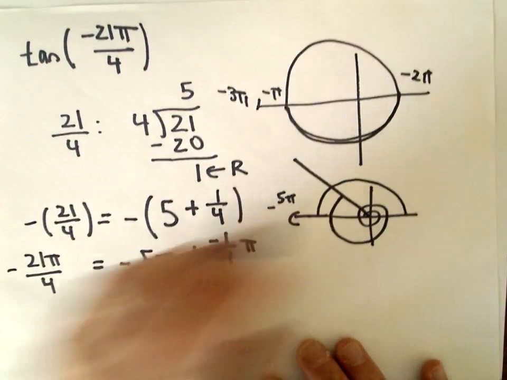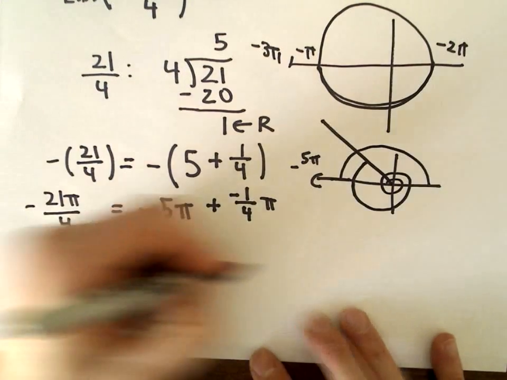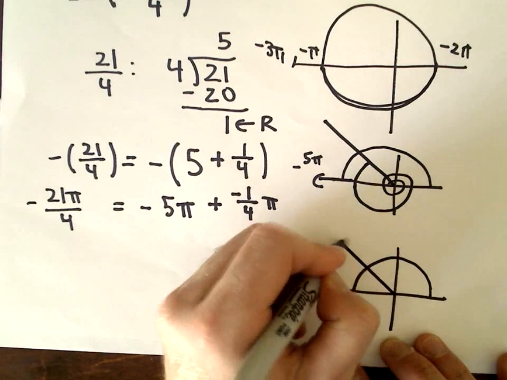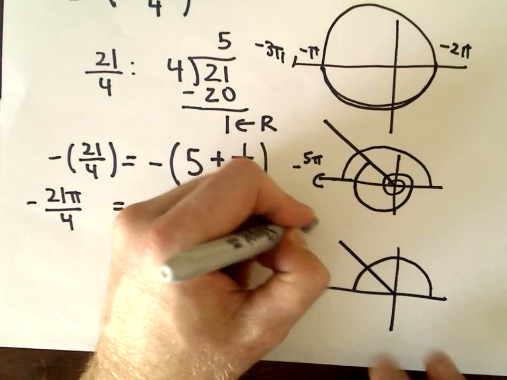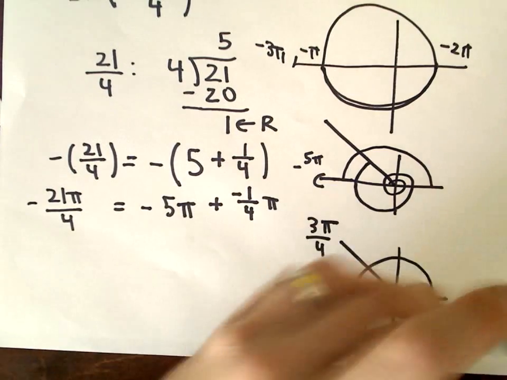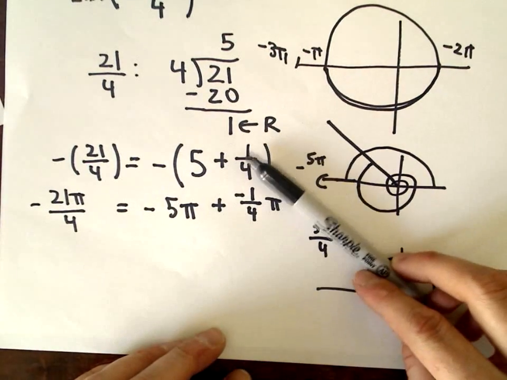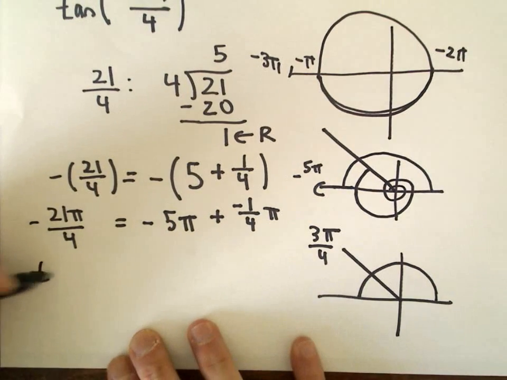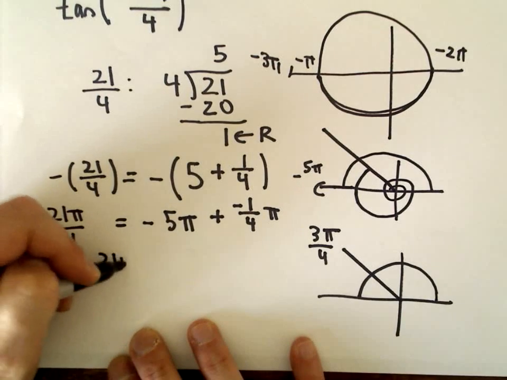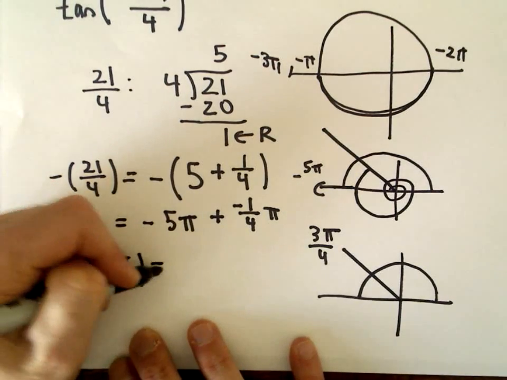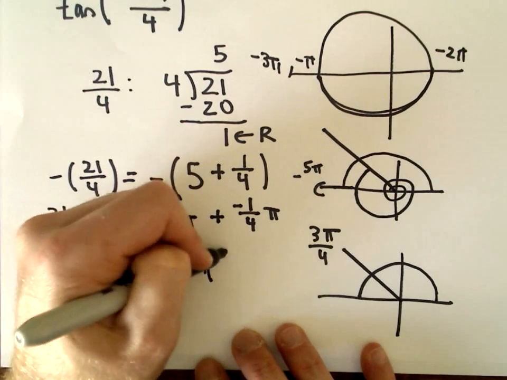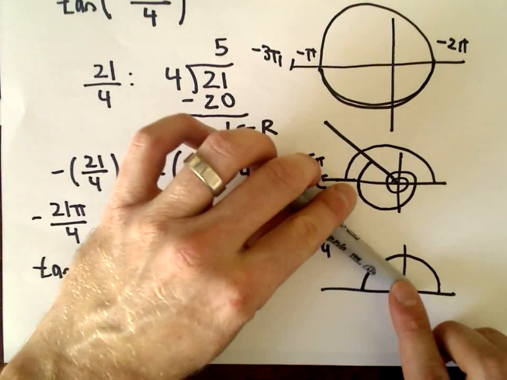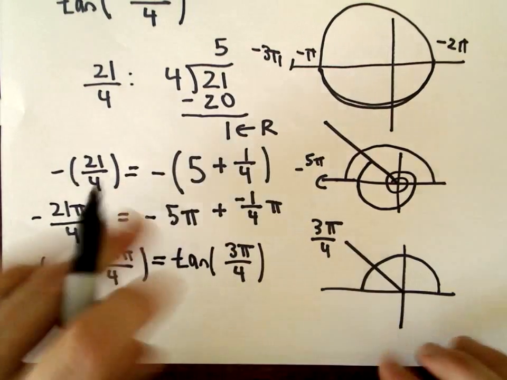This angle is going to be the exact same place as if we had gone positive 3/4 pi. That's going to put me at the exact same place. So I would say that tangent of negative 21 pi over 4 is actually going to be the exact same value as tangent of 3 pi over 4. Okay, because again, they put you at the exact same place on the unit circle.